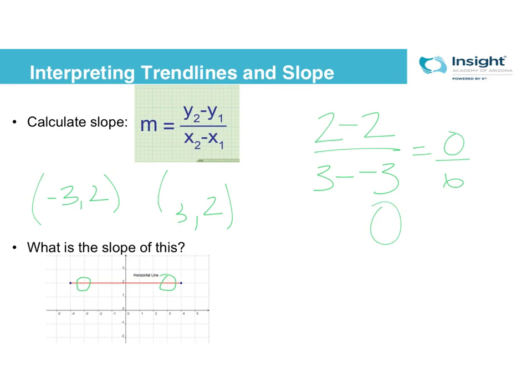So a flat horizontal line like this means that your slope is 0. If your slope is 0, you'll notice your y value isn't changing. It's always 2. What that means is that your independent variable has no effect on your dependent variable. As your independent variable, your x, increases, the dependent variable, your y value, doesn't change.